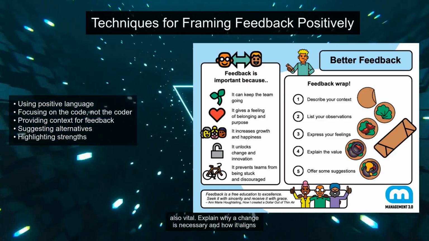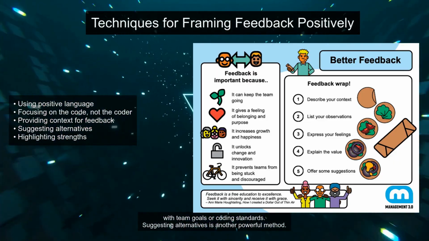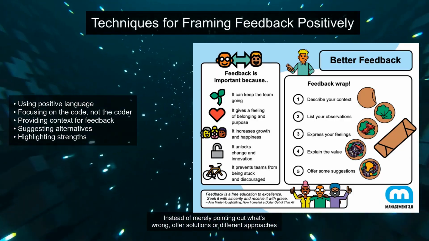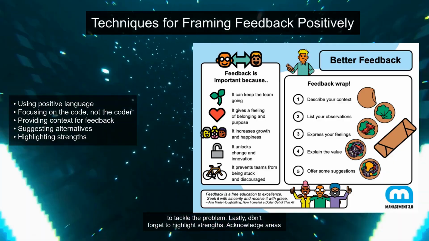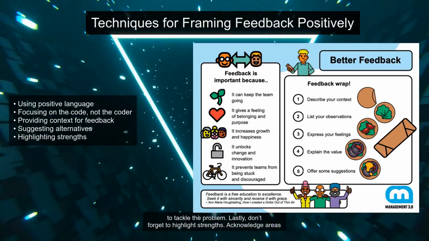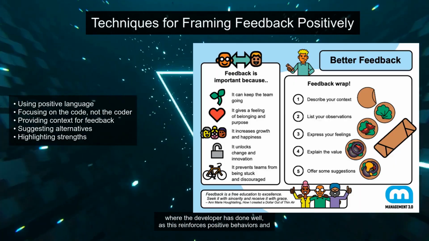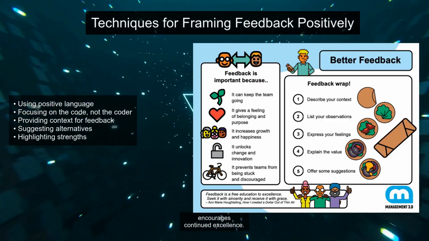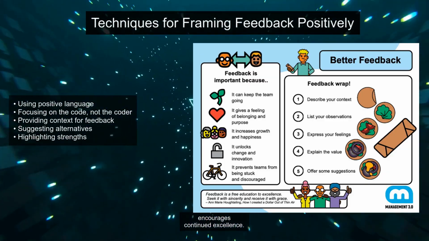Explain why a change is necessary and how it aligns with team goals or coding standards. Suggesting alternatives is another powerful method. Instead of merely pointing out what's wrong, offer solutions or different approaches to tackle the problem. Lastly, don't forget to highlight strengths. Acknowledge areas where the developer has done well, as this reinforces positive behaviors and encourages continued excellence.